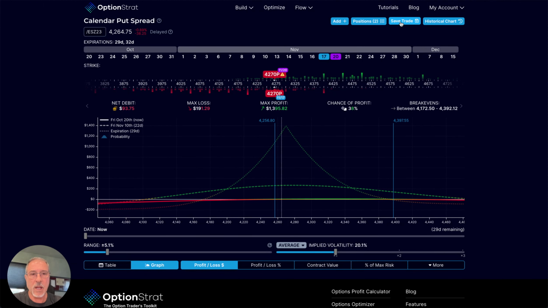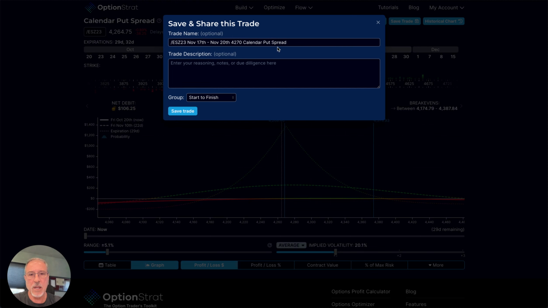So I'm going to go ahead and I'm going to save this trade, and we're going to call that a calendar put spread, and we're going to say entered on 10/20/23 in higher IV.